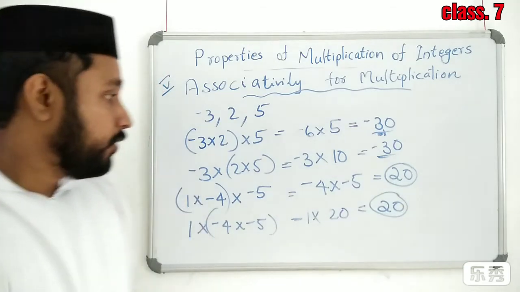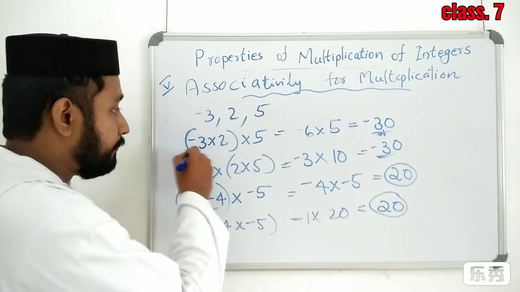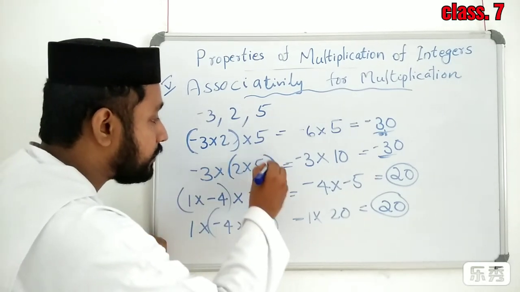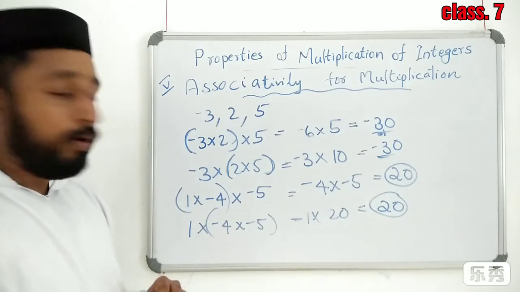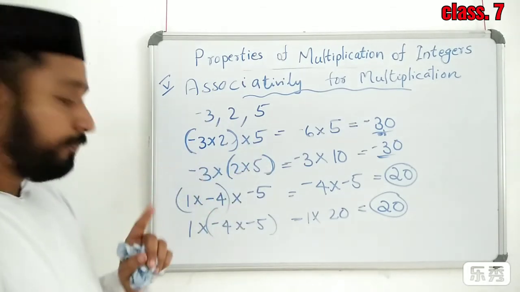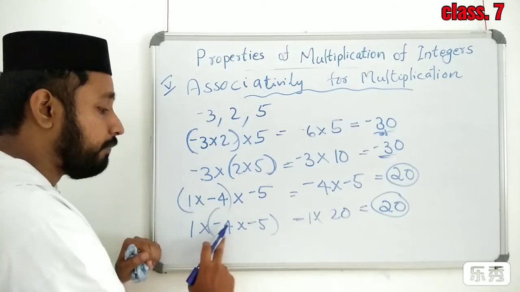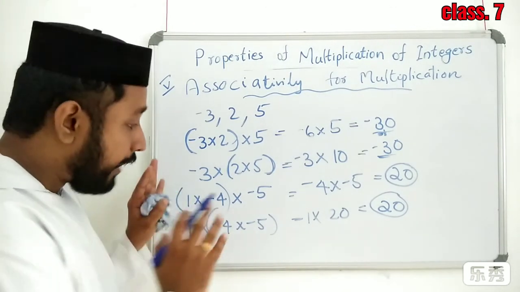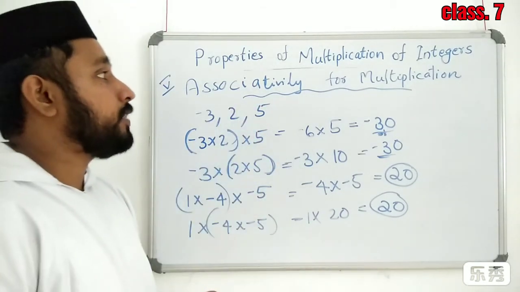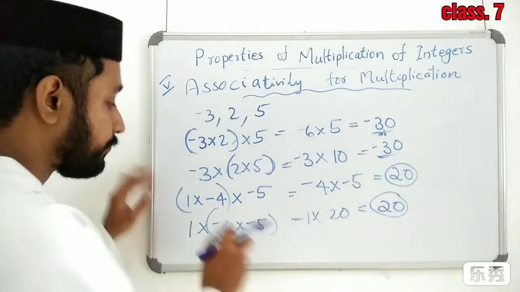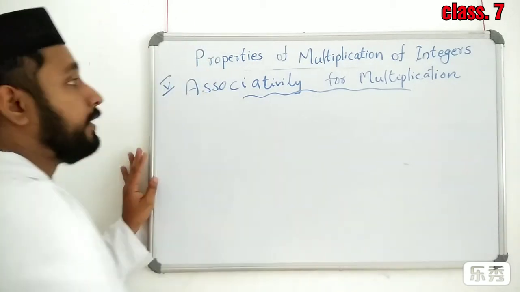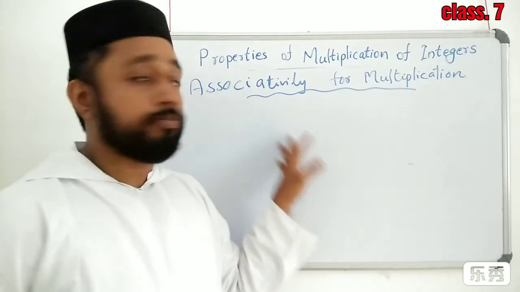So, when we multiply integers, we can place the brackets or we can multiply in any order. First, we can multiply minus 3 into 2, then 5. Here, 2 into 5, then minus 3. Here, 1 into minus 4. Here, minus 4 into minus 5. So, we can put the brackets anywhere, then the answer will not change. So, this property is known as associativity for multiplication.